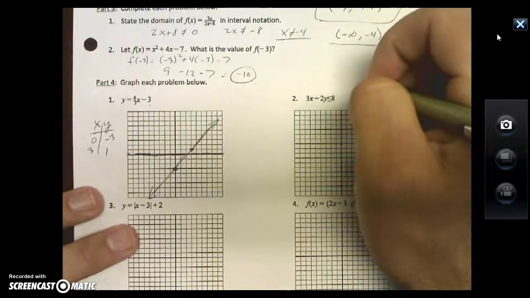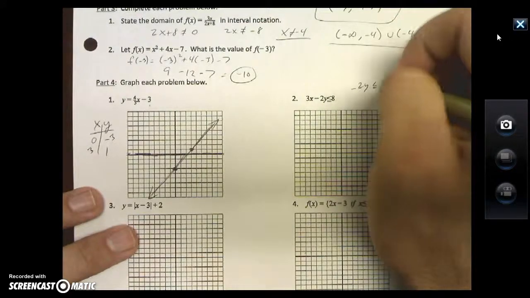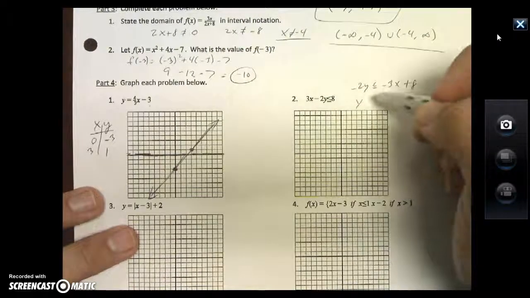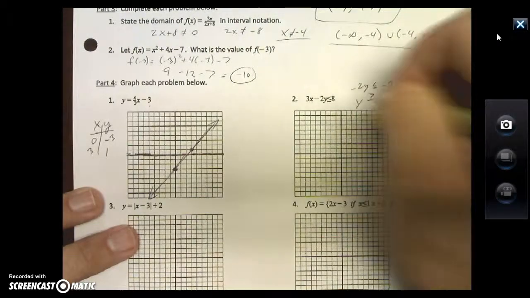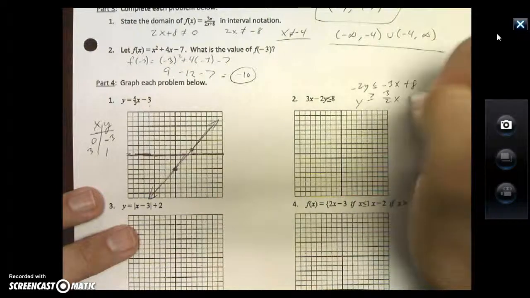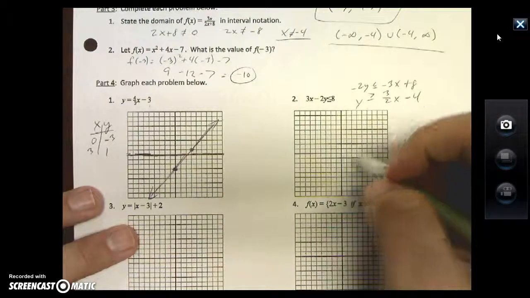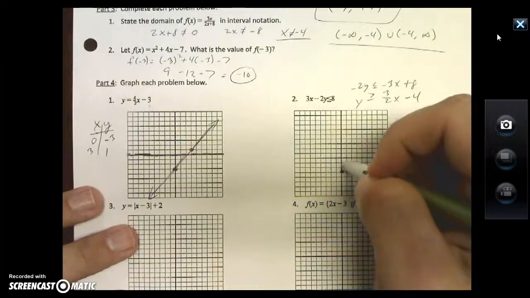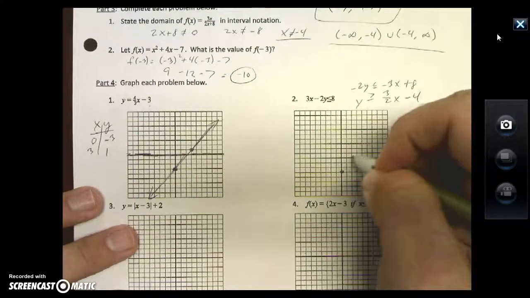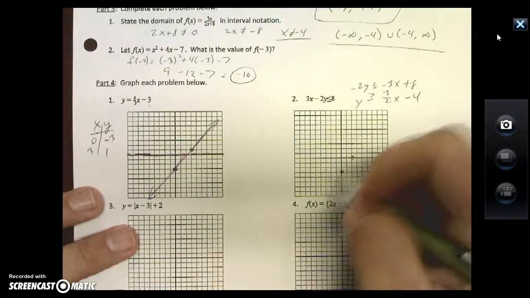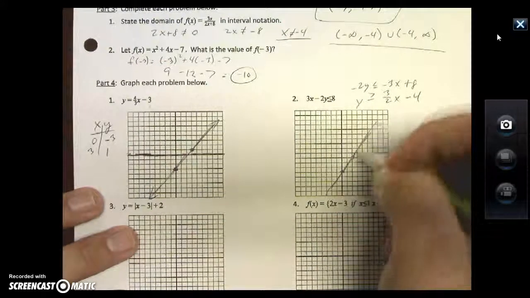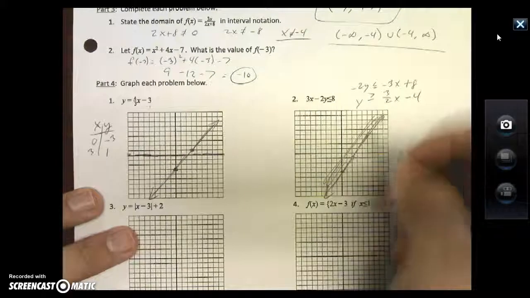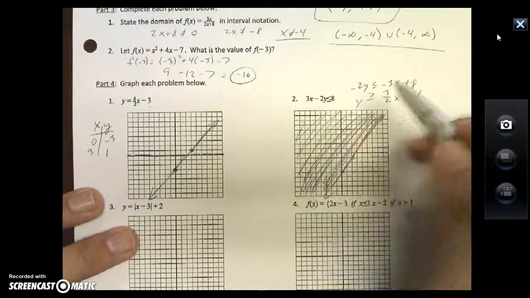Number 2, get y by itself. -2y is less than or equal to -3x plus 8. Divide everything by -2. When you divide by a negative for an inequality, the sign flips. Alright, -4 is my y-intercept. My slope is 3/2. It's greater than or equal to, so it's a solid line. Greater than or equal to is everything above it. So because this one's an inequality, we shade it in.